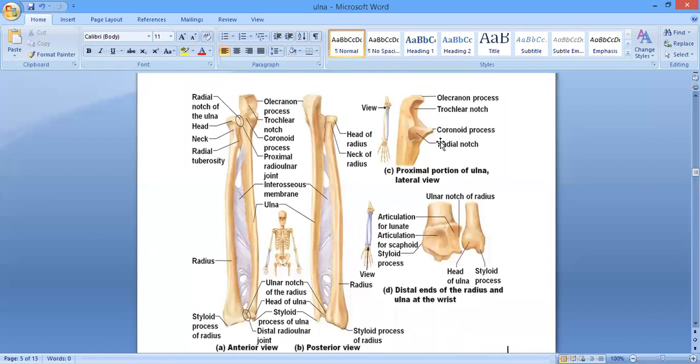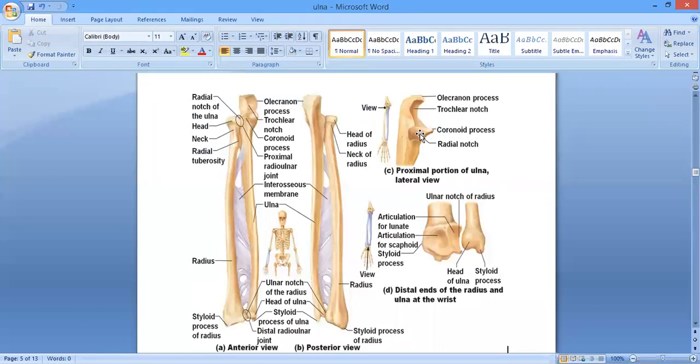As far as the radial notch is concerned, I have told you that the radial notch is the narrow oblong articulating surface, a depression on the lateral aspect of the coronoid process, and it receives the circumference of the head of the radius, right? It forms the superior radioulnar joint, and it is concave from before backwards. What attaches to its anterior and posterior projecting margins? The annular ligament. Any problem here?